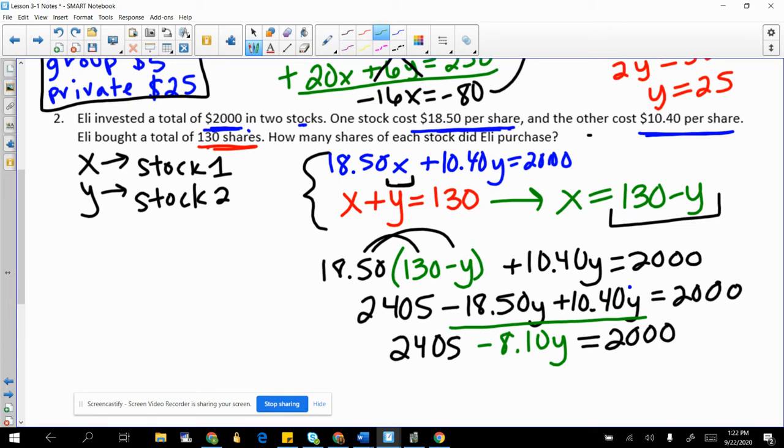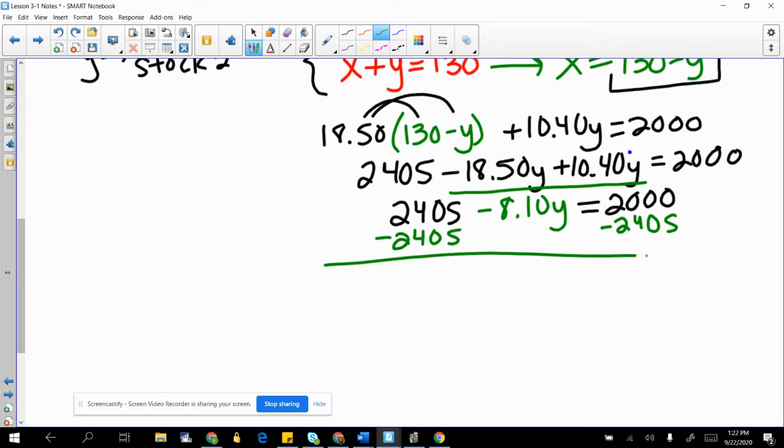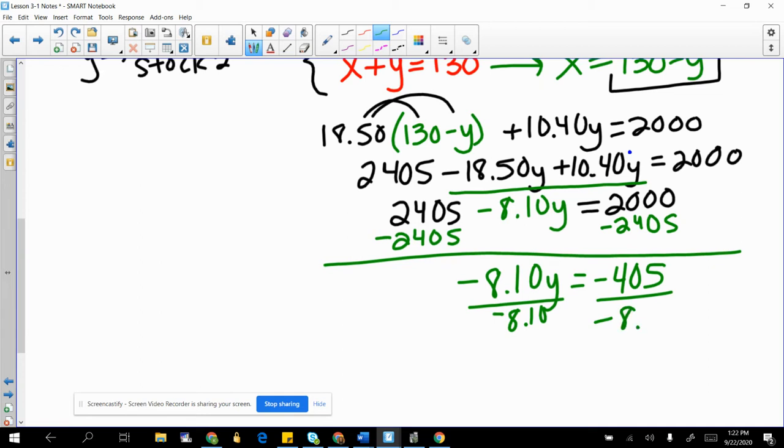And then we would have to subtract over this 2,405, which is going to leave us with a negative. So negative 810y equals a negative 405. And then our last step here would be to divide by negative 810 to get y by itself. And so y equals negative 405 divided by negative 810 should be 0.5.